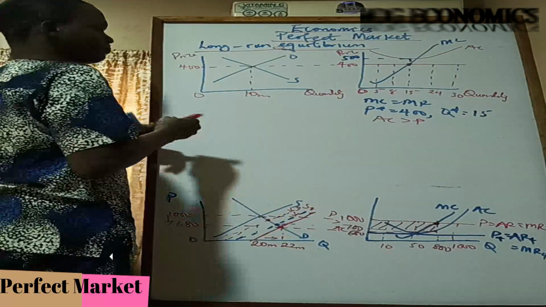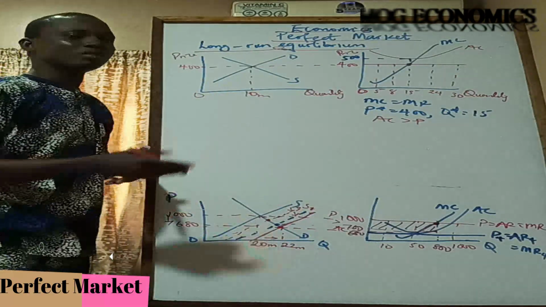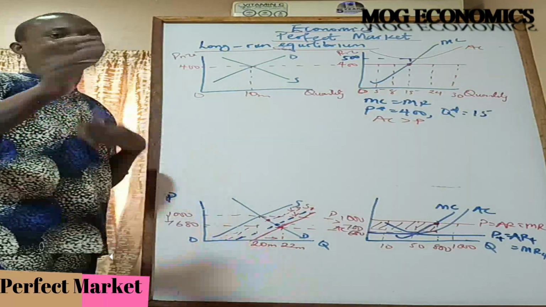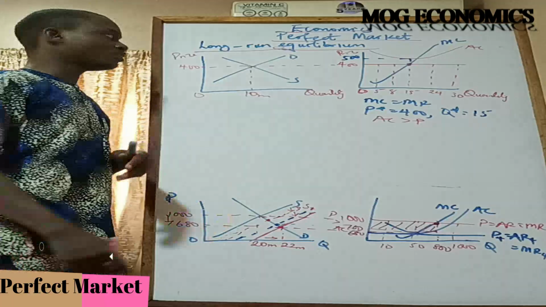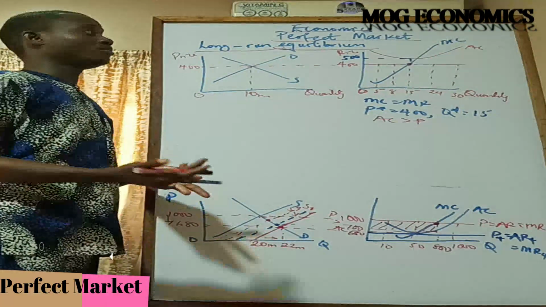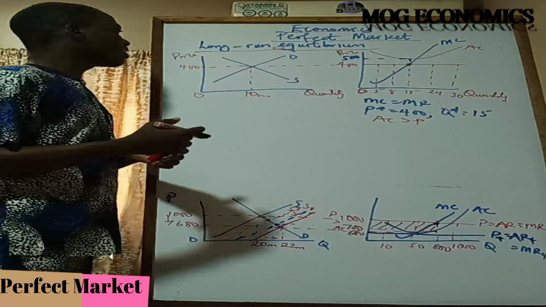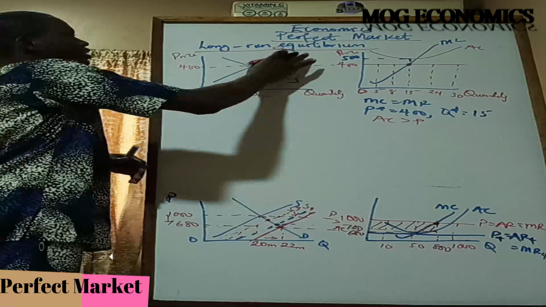So the thing is that some businesses begin to leave. Everybody is just making losses. Loss is just eating people in this industry. So businesses begin to leave. And as they're leaving, what is going to be happening?